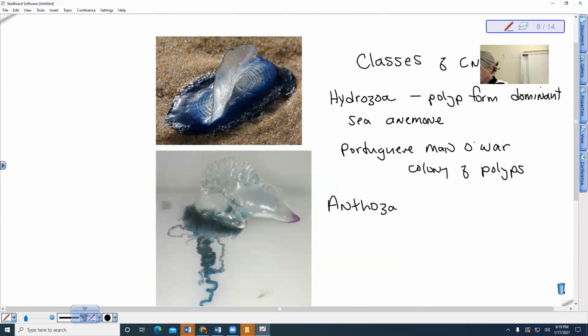Okay. We also have Anthozoa. Anthozoa kind of means plant, like an anther. Oh, sea anemone is actually an Anthozoan. Oh man, I'm going to have to ditch this one.